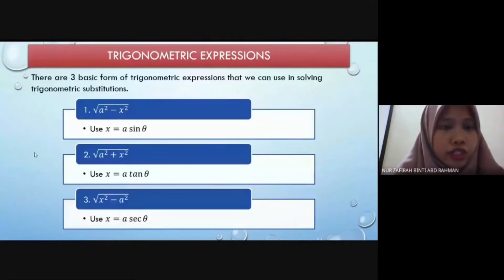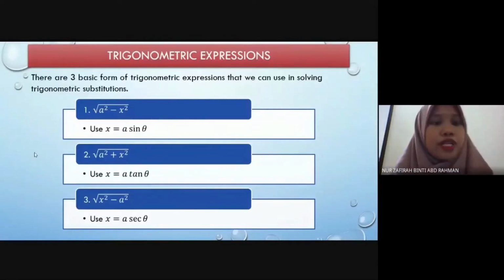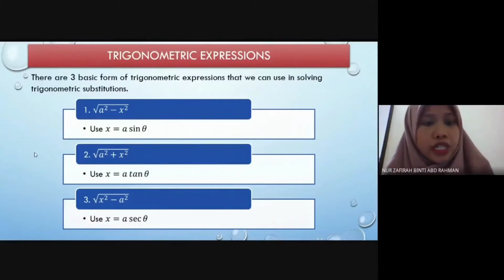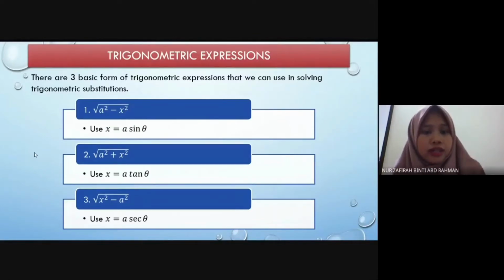We will learn the three basic forms of trigonometric expression that we can use in trigonometric substitution. First, a square minus x square: we will substitute x equal to a sin theta in the integral to solve the equation. Second, a square plus x square: we will use x equal to a tangent theta. And third, x square minus a square: we will use x equal to a secant theta.